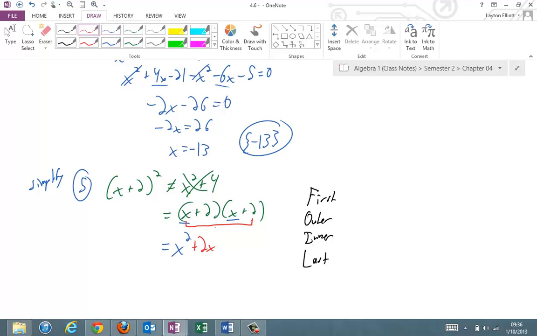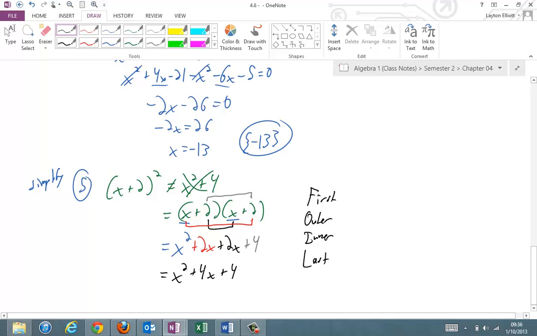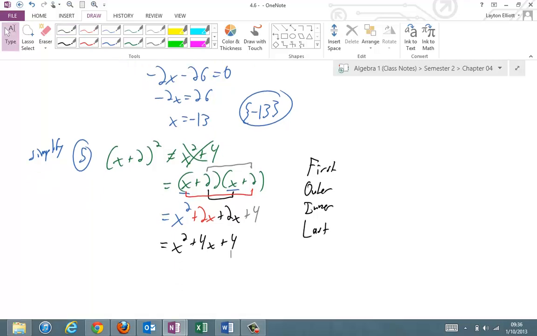Inner means we take the inner two. Another 2 times x plus 2x. And last means we take the last of the 2 and the 2. 2 times 2 is 4. First, outer, inner, last. Combine your like terms and we get x squared plus 4x plus 4. Again, this is not a solve, this is just a simplify.